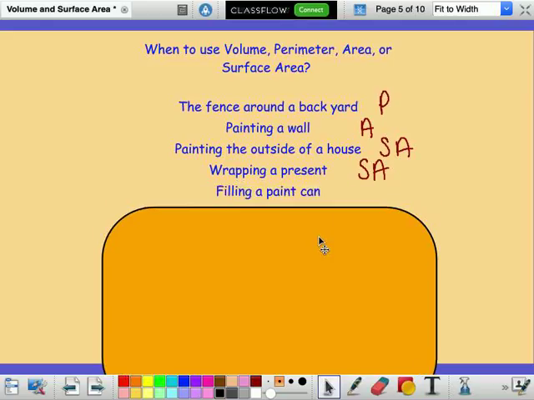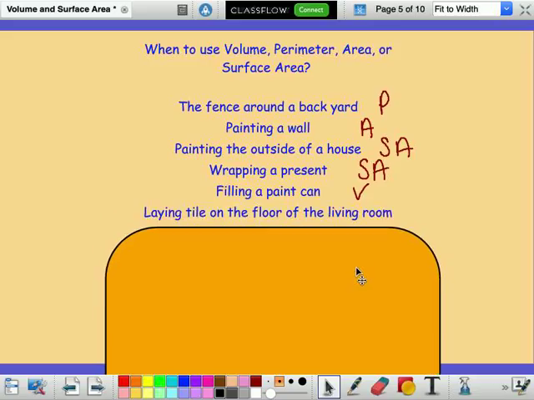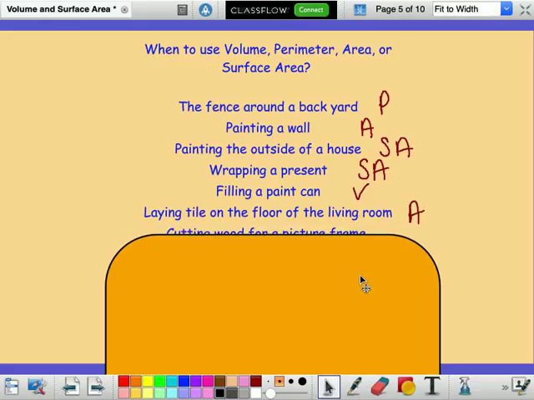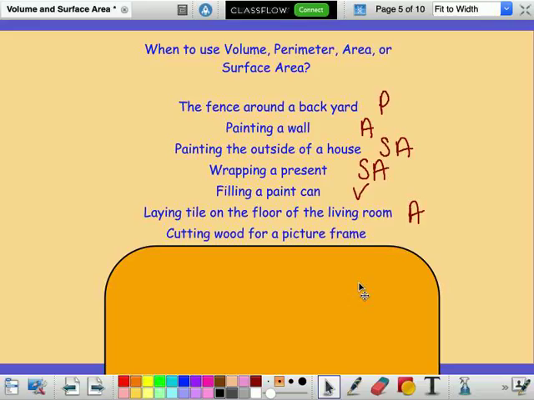All right, filling a paint can. So you have a can, and you're like, well, how much does it hold? That is volume. Laying tile on the floor of the living room. All right, so that is going to be area. Cutting wood for a picture frame. So a picture frame is going to go around a picture, and this would be perimeter.